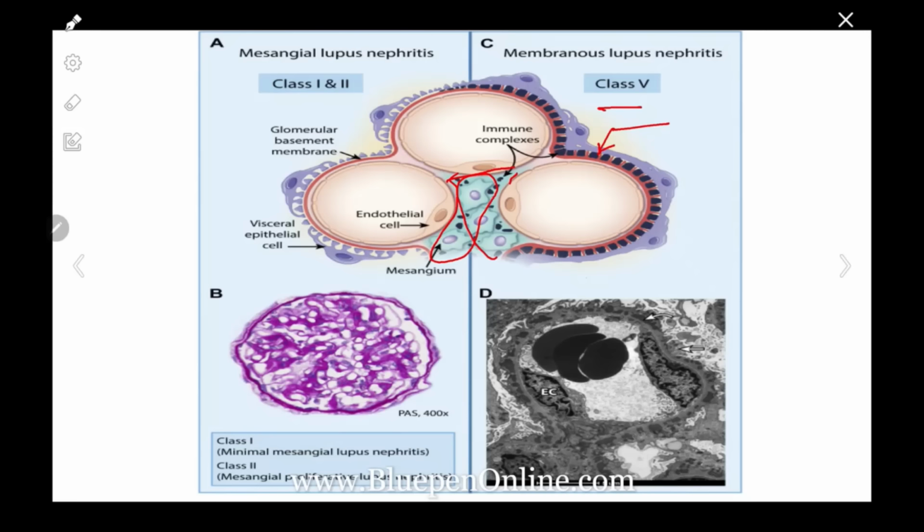So a light microscopy of class 1 and 2 will only show the mesangial expansion. It might not show any proliferation and immune complex deposition. On electron microscopy of a class 5, what can be noted here is a subendothelial deposit. This is a capillary of the glomerulus and this is the endothelial cell and these are the cells inside the capillaries. So you can notice that the basement membrane is quite thick and there are deposits in the subendothelial space.